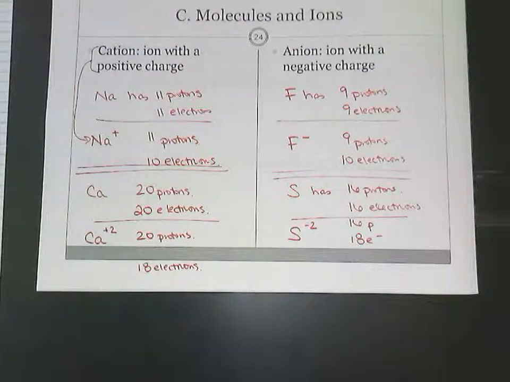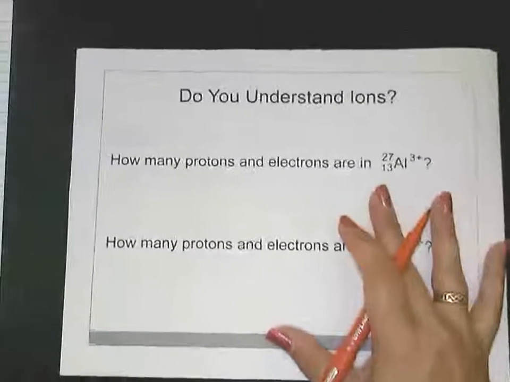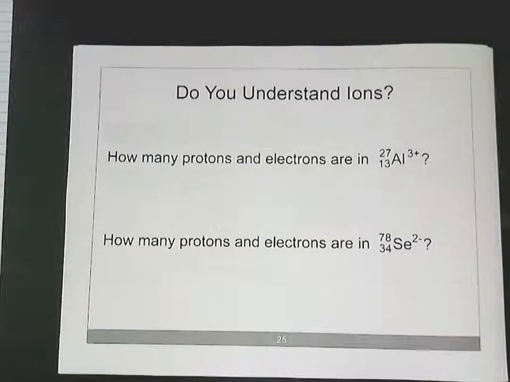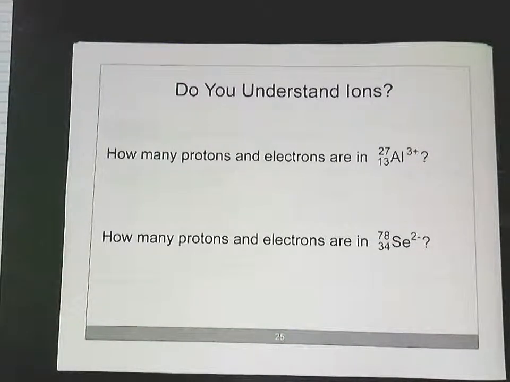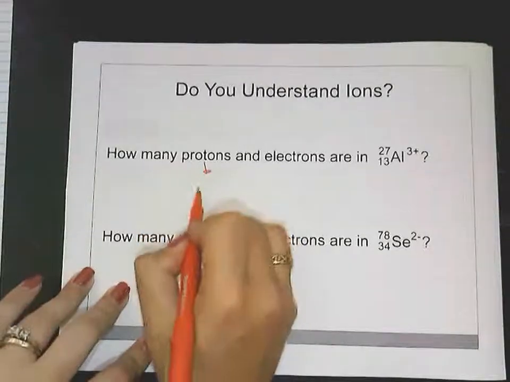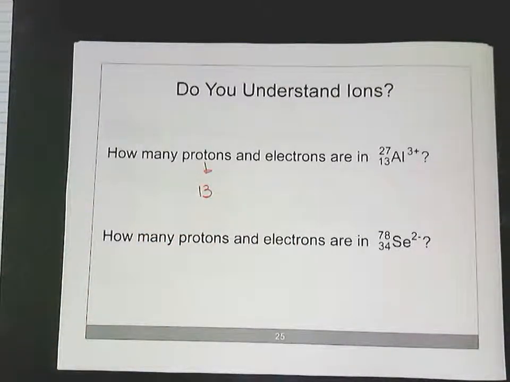All right, the last thing we'll do today is we'll just do some practice ones. So how many protons and electrons are in this aluminum? How do I figure out the number of protons? Is it the 27 or the 13? Okay, it's 13. If it was neutral, how many electrons would it have? If it was neutral, it would have 13, but I'm telling you it's plus 3. So how many electrons does it have? 10.